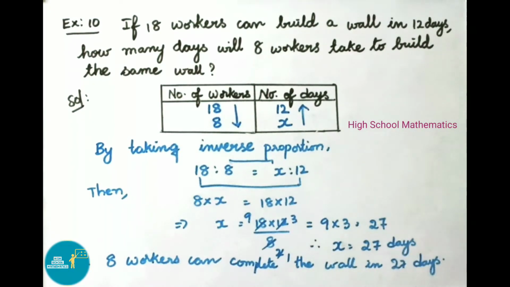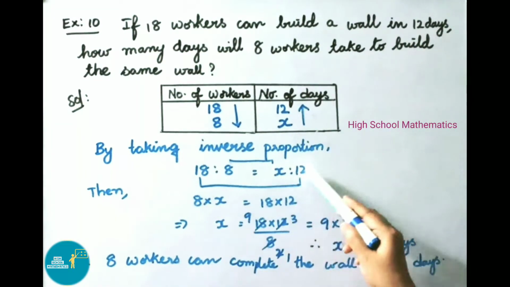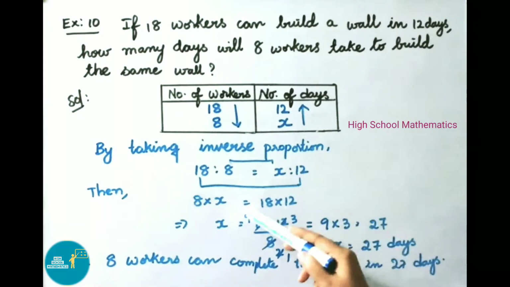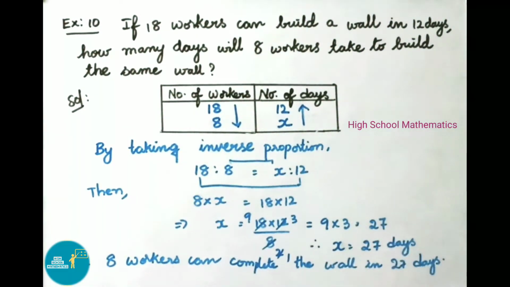Now we have taken product of means is equal to product of extremes. That is 8 into x is equal to 18 into 12. That implies x equals 18 into 12 by 8. Now 4 table, 4 twos are 8, 4 threes are 12. Now 2 table, 2 ones are 2, 2 nines are 18. Now let us multiply numerators, 9 into 3. That equals 9 threes are 27. Therefore x value is 27 days. Therefore 8 workers can complete the wall in 27 days.